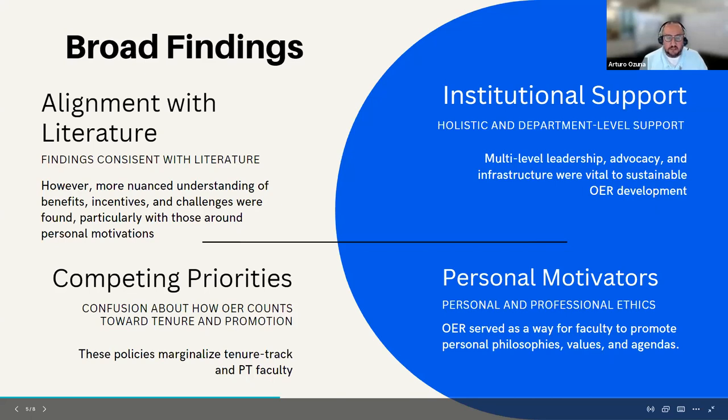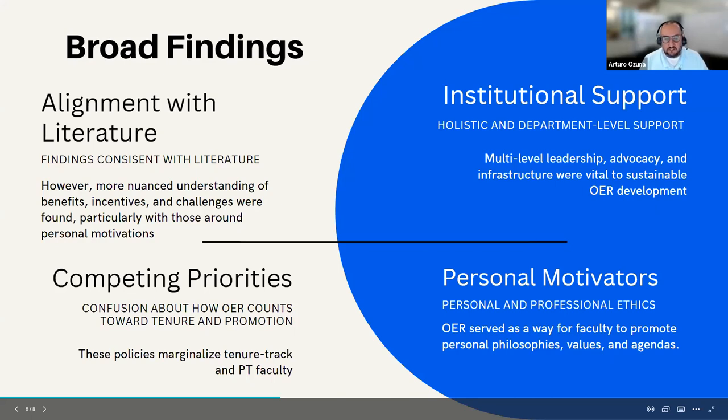The other thing that became really clear is that this sort of multi-layered institutional support and advocacy really had a positive impact and was really vital to the sustainability of the program at the institution that I studied, right? And what I mean by multi-leveled is that there was some sense of advocacy or support or championing at the leadership level. There was some centralized structure, and then there was some departmental level support. I'm going to talk a little bit more about this in my recommendations, but essentially, this multi-leveled advocacy, leadership, and infrastructure was really vital to the sustainability of this work at the institution.